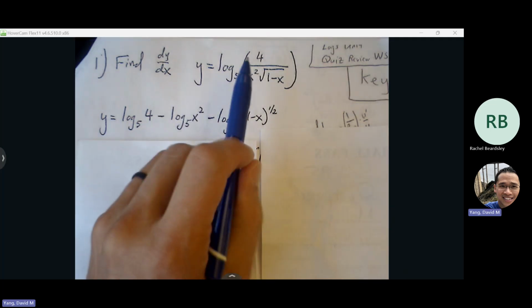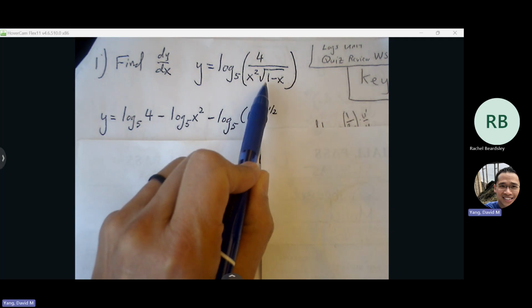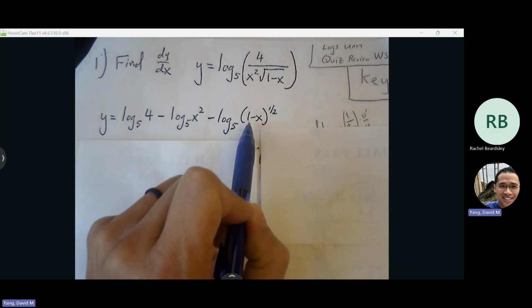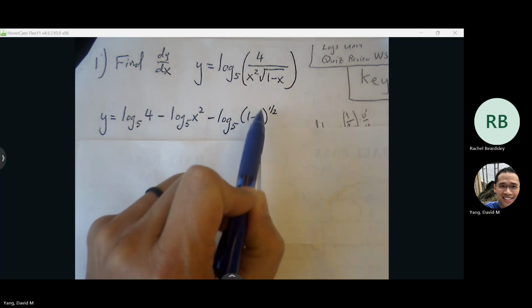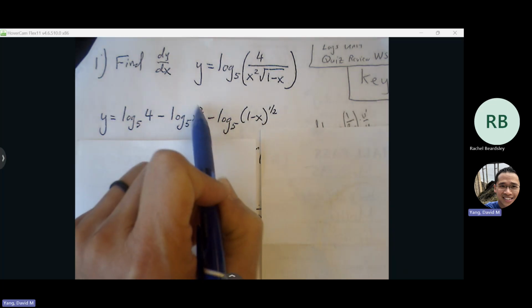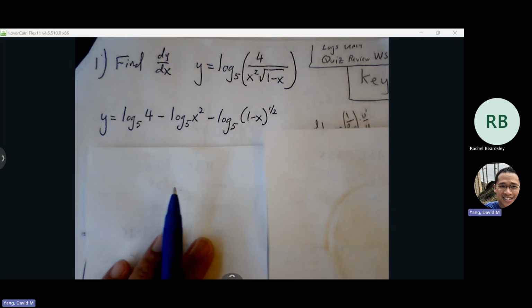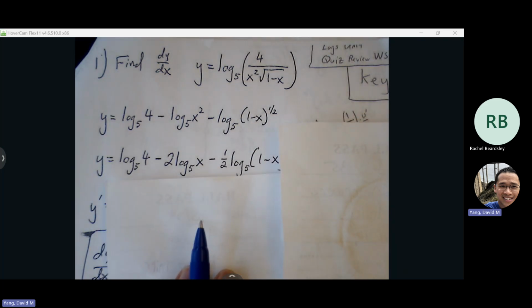So expansion first step, log of 4 minus log of x squared minus log of square root of 1 minus x. And the square root of 1 minus x can be written as 1 minus x to the 1/2. Here we can keep expanding, bring the remaining exponents down. We're still in our cleanup stage here, no derivative yet.